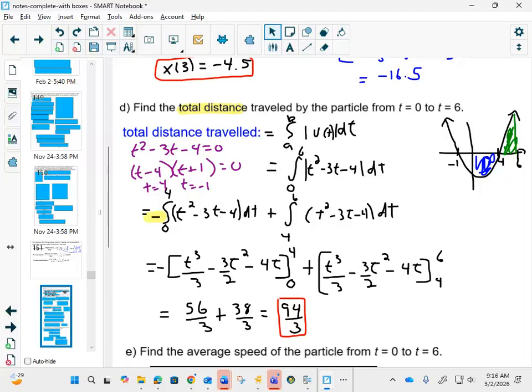Can you see why they let you use a calculator for a question like this? Just the plugging in the numbers is really annoying.